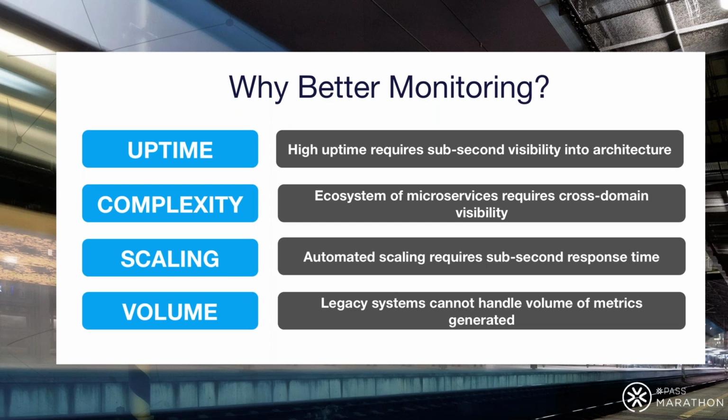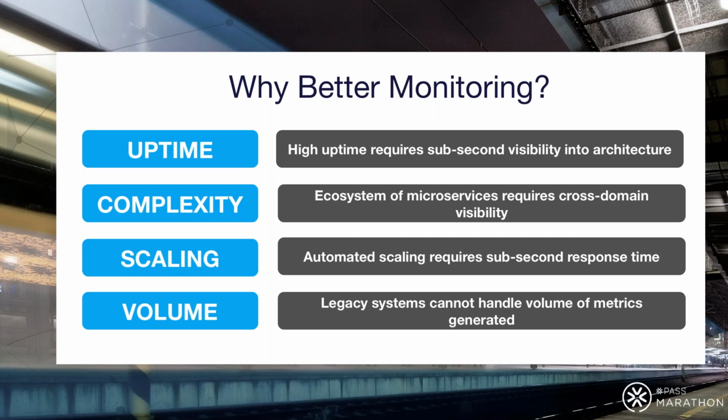And finally, volume. The legacy systems cannot handle the volumes of metrics that are being generated by the newer architectures. So in the past, for example, you had a virtual machine and you had an application server, maybe a database server, and you were monitoring the health of your app server, your database server, and maybe hardware. So these 3 or 4 things. Now you have hundreds of systems, hundreds of layers in your application architecture. It has become so complex. And as a result, every layer is spitting out more metrics and events than anything that you have seen in the past. So the legacy systems cannot handle the volume of metrics generated.